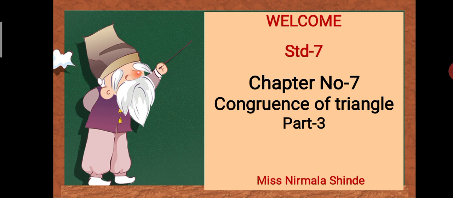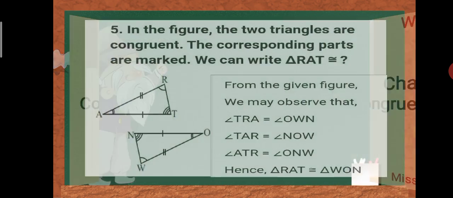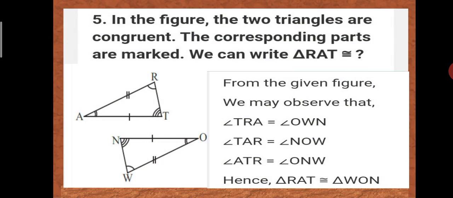Student, we already started our exercise 7.2 and 4 questions we solved in the last session. So let's see question number 5. In the figure, the two triangles are congruent. The corresponding parts are marked.